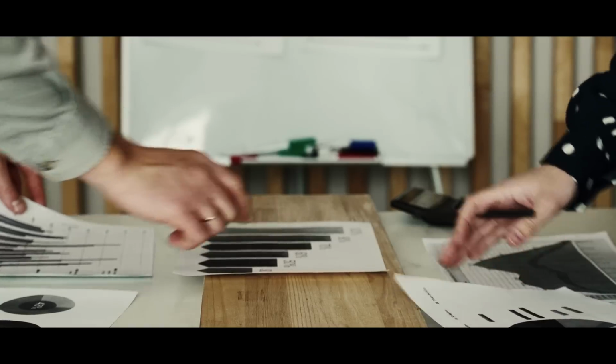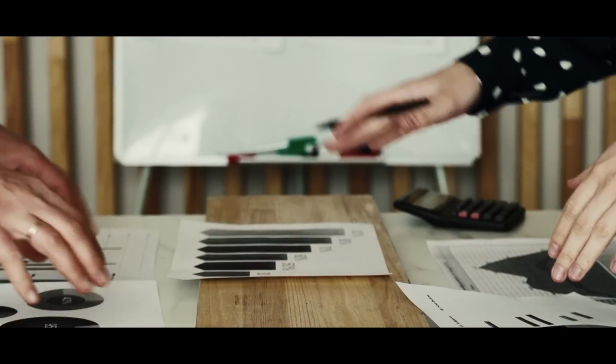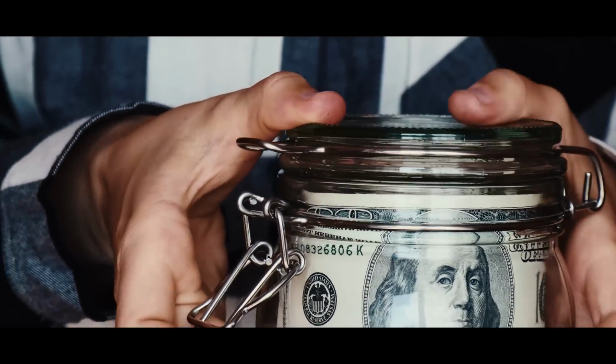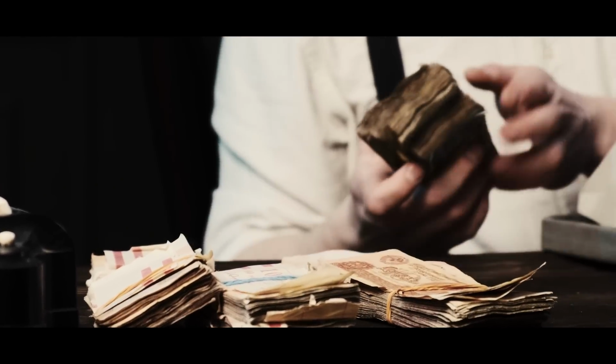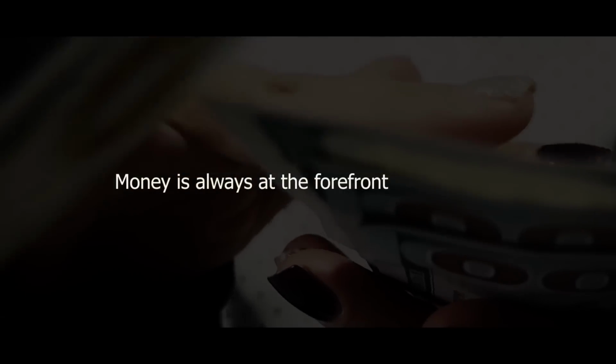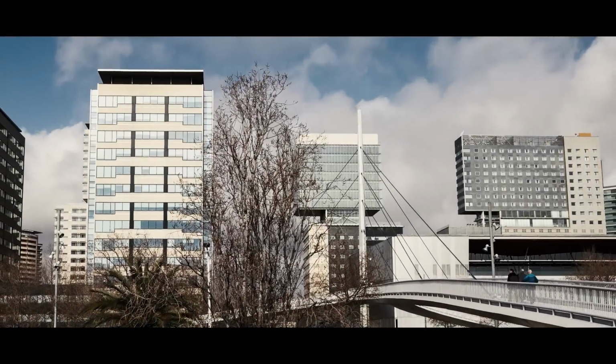Money is a fundamental concept that drives our economy and daily lives. Understanding how money works can help us make better financial decisions, navigate the stock market, and plan for the future. Whether we're saving for a rainy day, investing in the stock market, or paying taxes, money is always at the forefront of our minds. That'll be all for today's video.